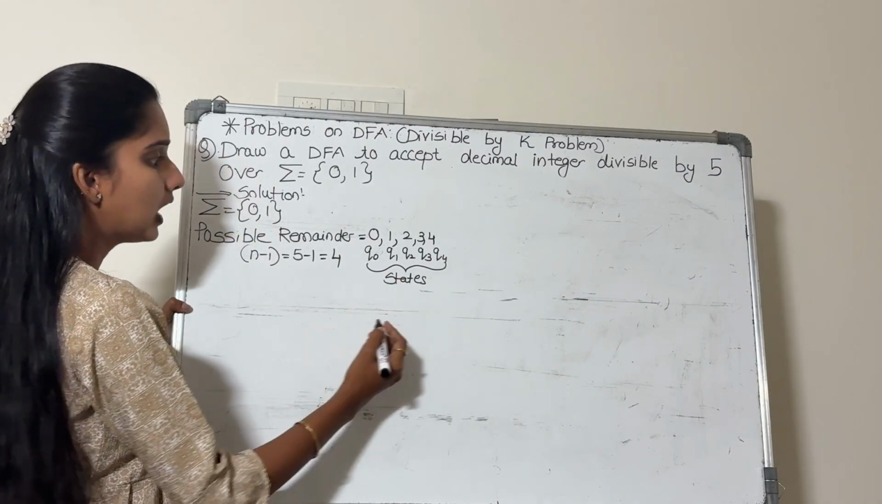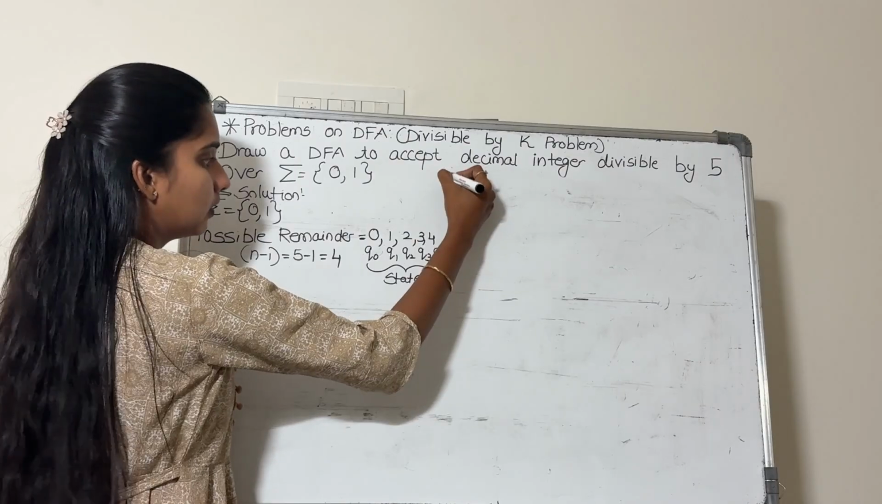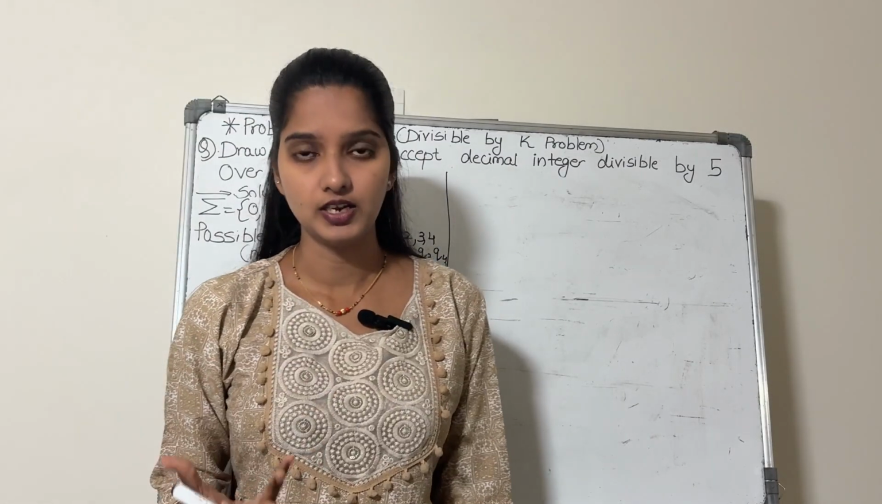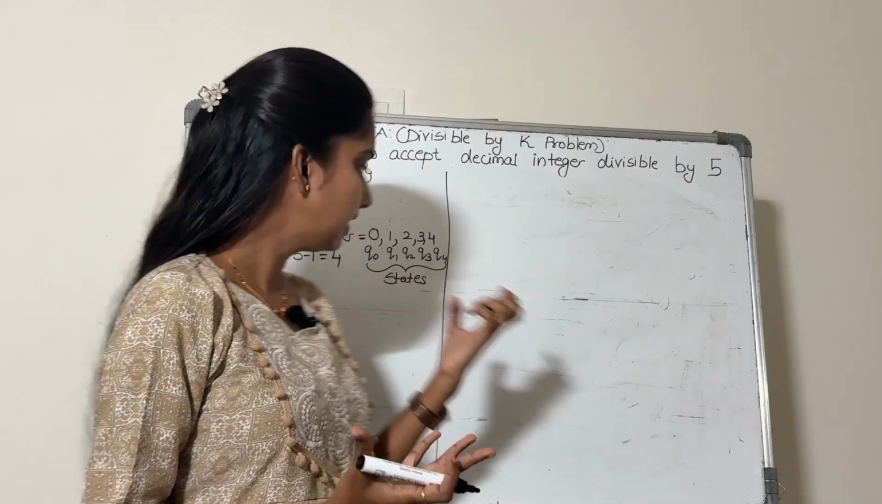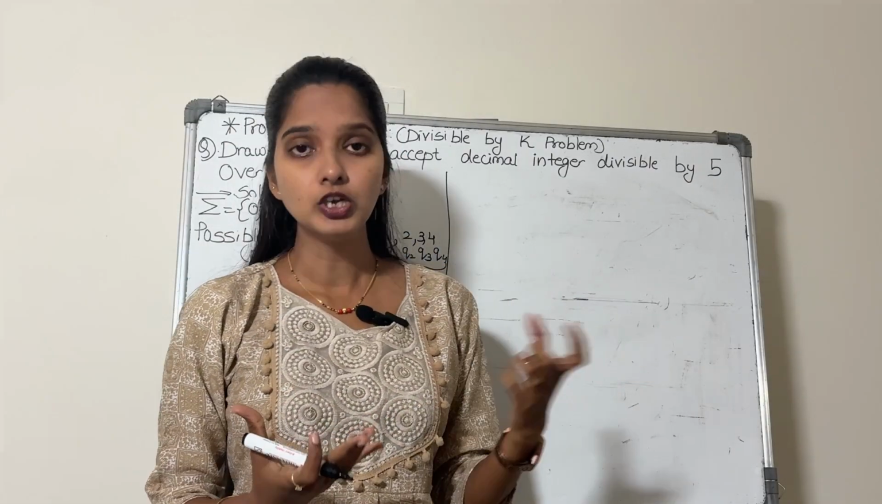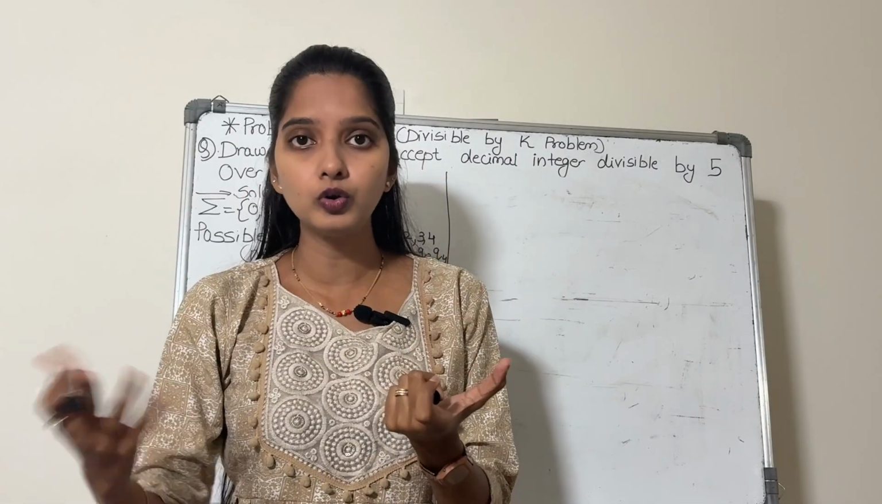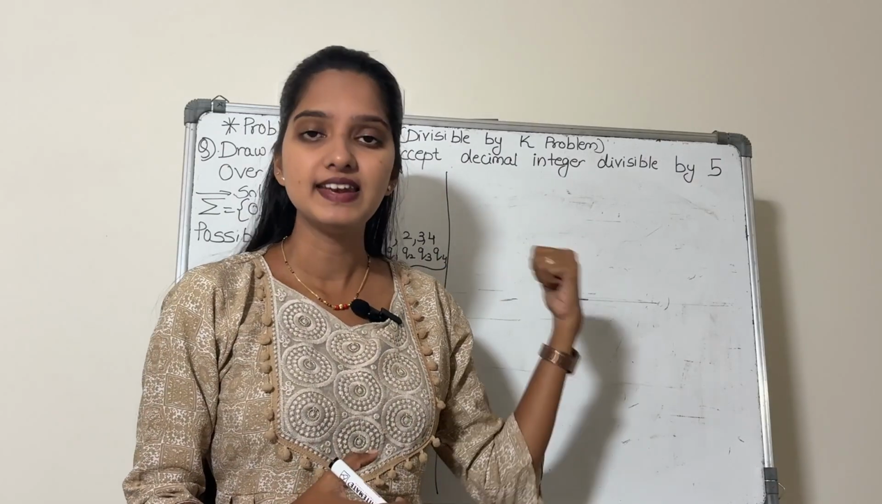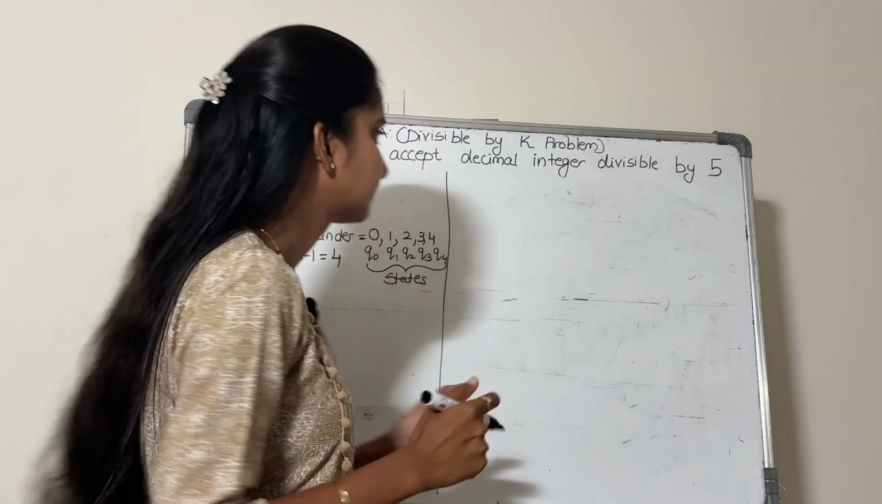Now coming to the next step. In the next step we are going to find the transitions. For example, there are 5 states, Q0 to Q4. From Q0, which state it is going to go to, and with what input symbol, that we are going to find in the next step. So let us find.